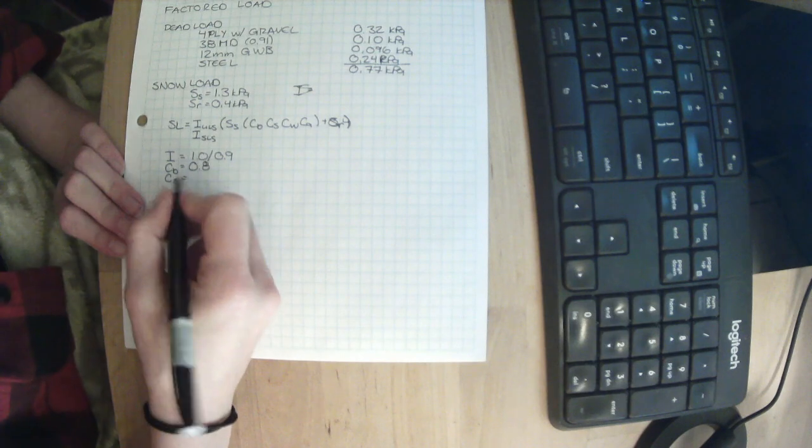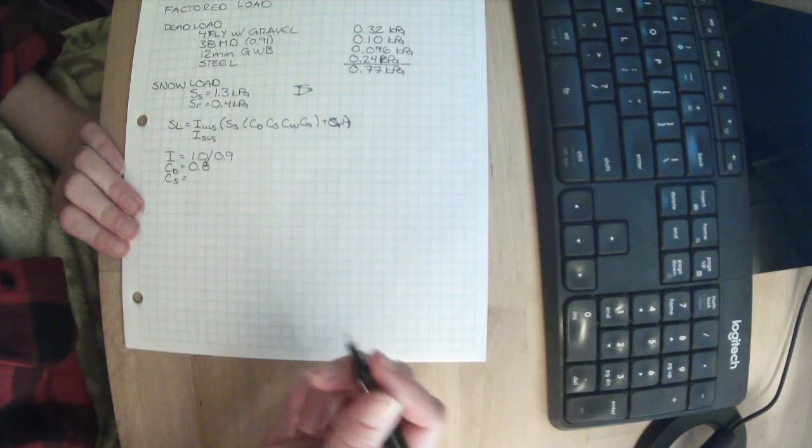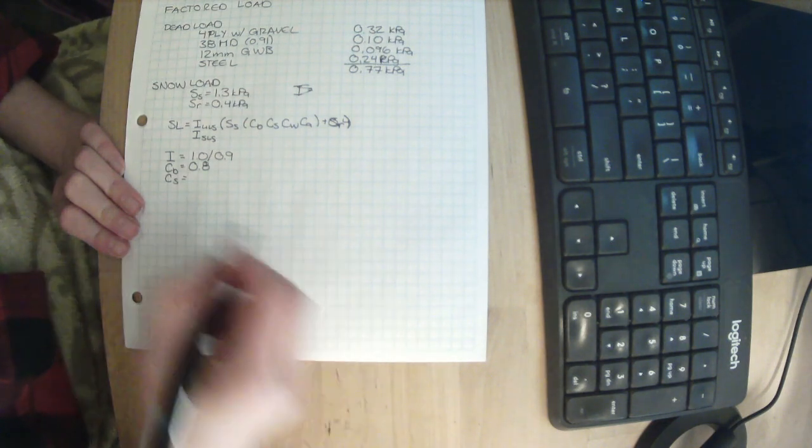Okay. CS, it's our slope factor. It very much seemed like this was a flat roof. There was nothing that gave us any indication otherwise.